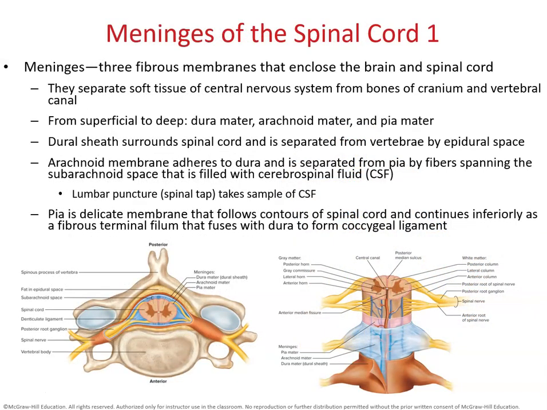We have to recognize the importance of the meninges. The meninges are 3 layers of membranes that enclose and surround the brain and the spinal cord. One of their roles is to provide a barrier between the soft tissue of the central nervous system and the bones of the cranium and the vertebral column. We have 3 layers. The most superficial, the closest to the surface, the closest to the bone, is the dura mater. The middle one is the arachnoid mater, and then the most interior one, closest to the brain and closest to the spinal cord, is the pia mater.